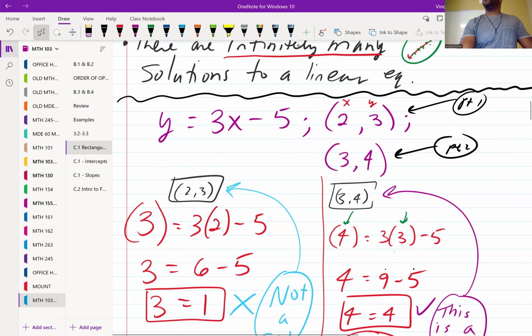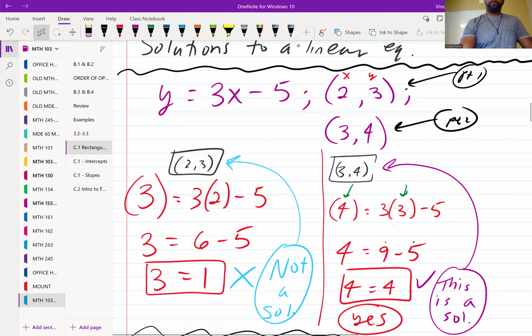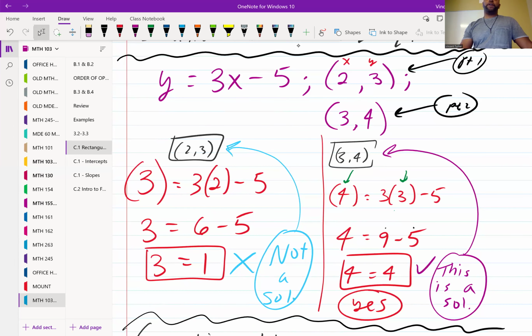Good on that last statement? Good. All right. So taking that (2, 3), remember 2 is x, 3 is y. Your first component is always x, second component is always y. So we plug in 2 right here, plug in 3 right here. That's why we have 3 equal to 3 times 2 minus 5. 3 times 2 is 6, 6 minus 5 is 1. So you see 3 equal to 1. That's not true, so the ordered pair (2, 3) is not a solution.